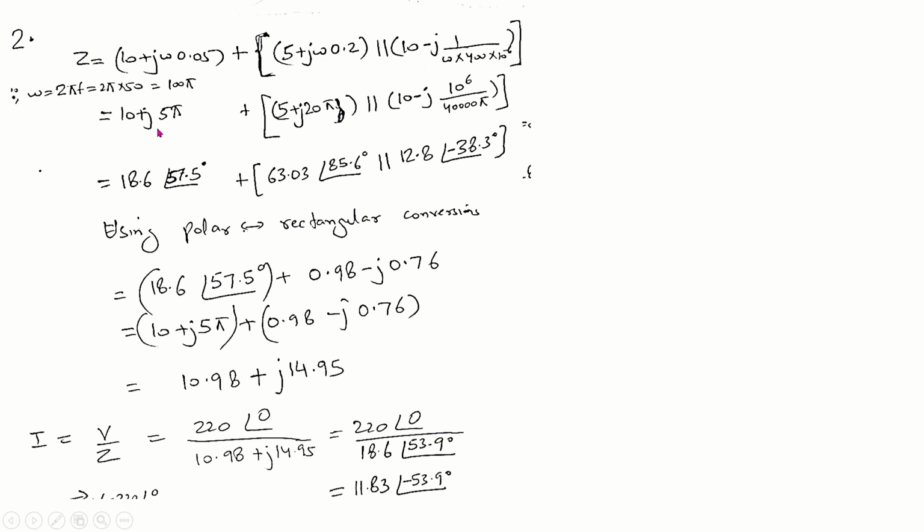We further simplify this, and we will be using polar to rectangular conversions to solve this problem. We have converted this to polar form here, and this to polar form, so that multiplications can be done easily, and then we simplify this to obtain 0.98 minus j0.76, which is the parallel combination of the two impedances. Then this is added to the series branch. Since we had converted the series branch into polar form, and we are going to add them, we have to convert it back to rectangular form. So 10 plus j5 pi will be added to this, and this gives us the equivalent impedance in ohms.